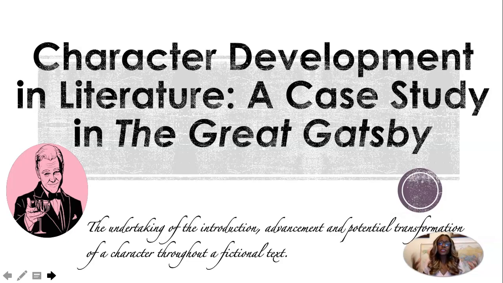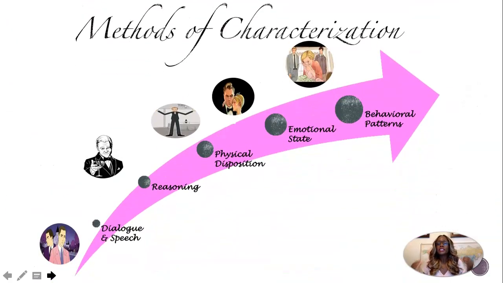So characterization, though, is really just an author undertaking the introduction, where he introduces us, the reader, to a character. It's almost like a person: you first meet them and you think, wow, they're great. And then the advancement: they travel through the text, you get to know them a little bit more, and hopefully there is the potential transformation of a character throughout a fictional text. So that's the characterization. Now, there are different methods of characterization.